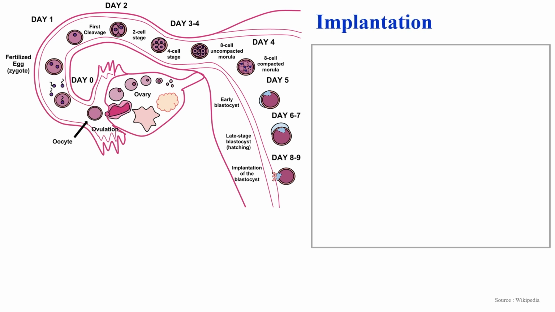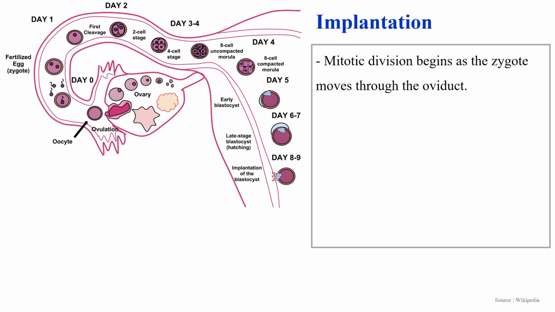Now after fertilization, implantation. Mitotic division begins as the zygote moves through the oviduct. These are different stages of development of the ovum. This is the oocyte. After copulation, fertilization occurs, meaning fusion of female and male nuclei. After fertilization we can use the term zygote for the same.